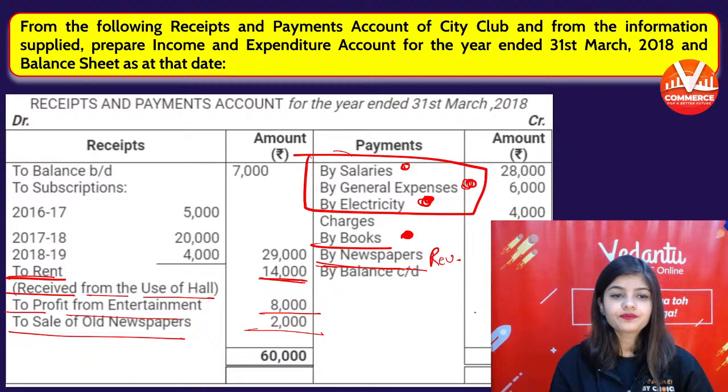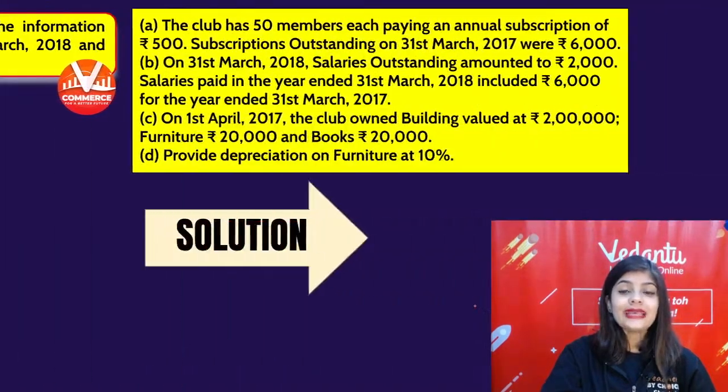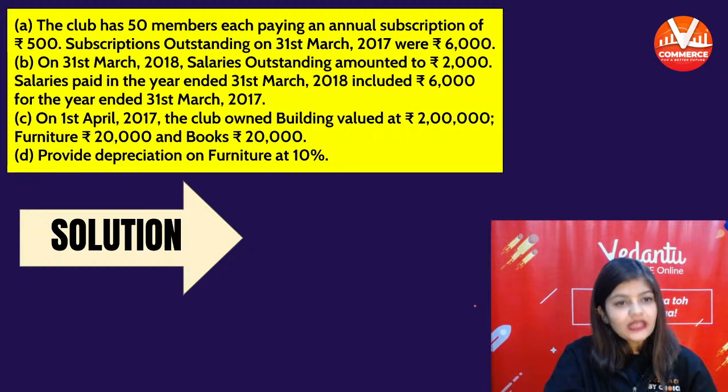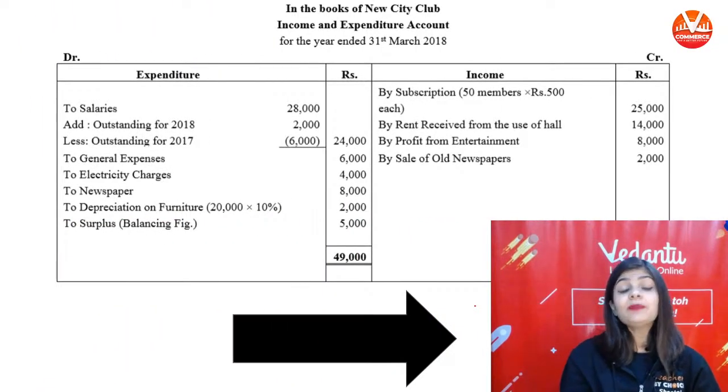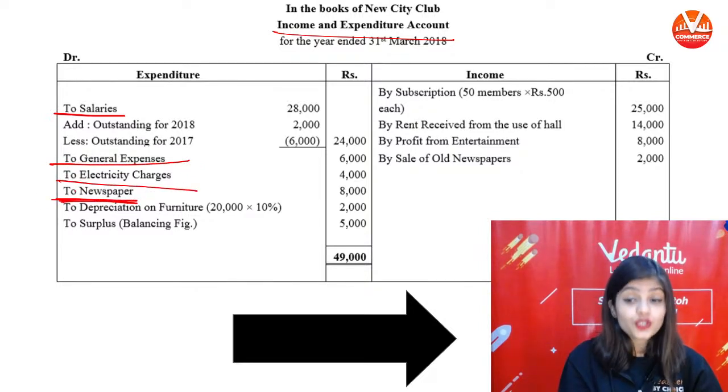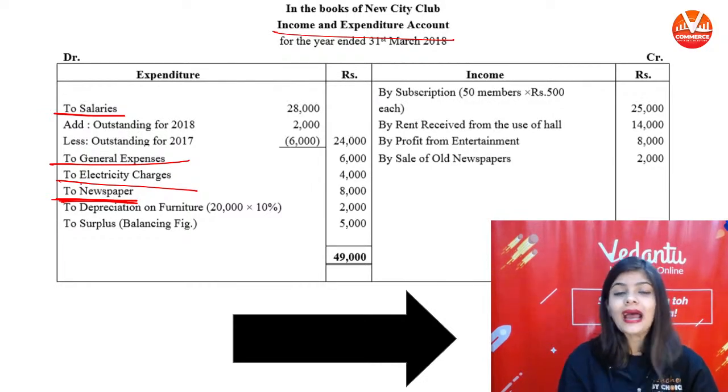Hi, Ujjwal. So now this is your additional information. We will record the additional information later. First of all, let's record the receipt and payment items. We have recorded salary in the income and expenditure account. We have recorded general expense, electricity charges, and newspaper also. We have recorded all the items, all the expenses, on the debit side.